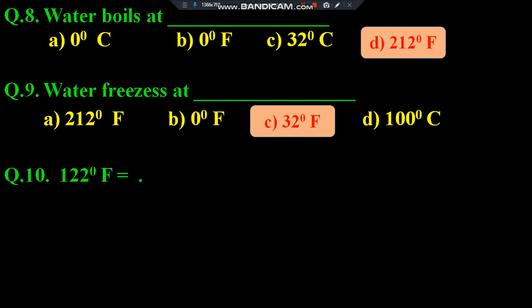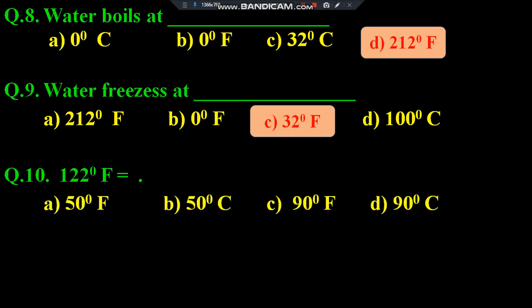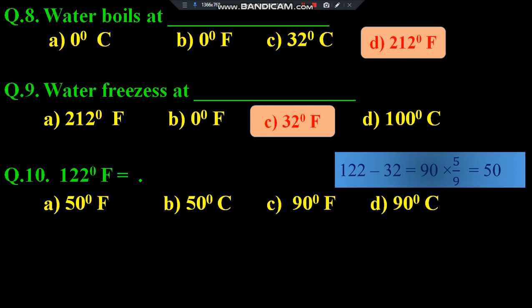Then we have to convert this Fahrenheit into Celsius. So what do we do? Yes, first step is to subtract 32 from 122. So the answer is 90. Then we multiply by 5 by 9. So 9 ones are 9, 9 tens are 90. So your answer is 10 into 5, that is 50 degree Celsius. Okay dear students, remember this. First subtract, then multiply by 5 by 9 to convert Fahrenheit into Celsius.